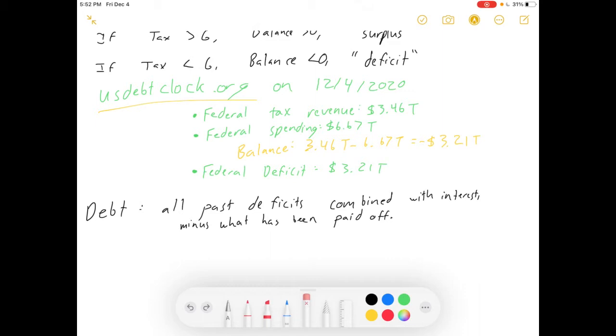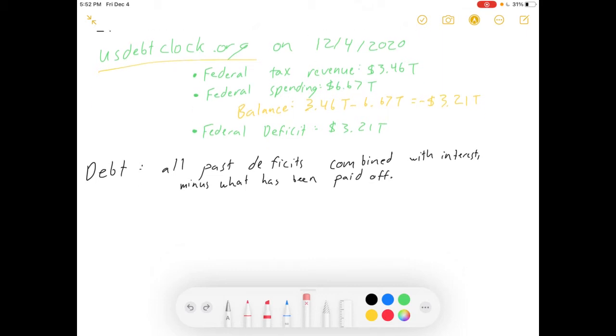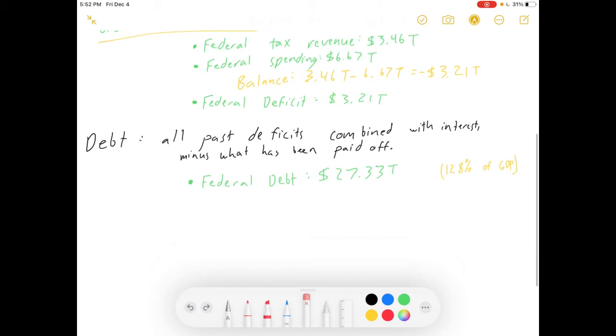The debt counts all deficits minus what you've paid for them. It's the total amount that the government owes. So federal debt, still according to usdebtclock.org, right now is $27.33 trillion. That's the total sum of all past deficits that haven't been paid off yet. And just for fun, that's 128% of our GDP.